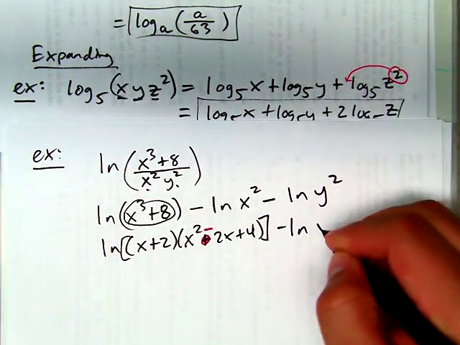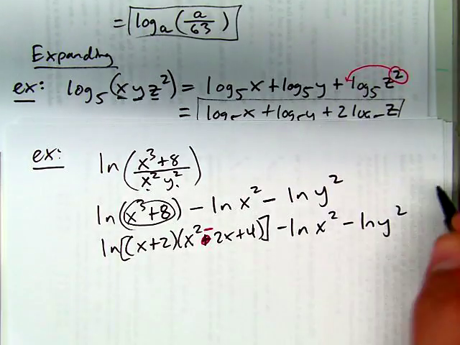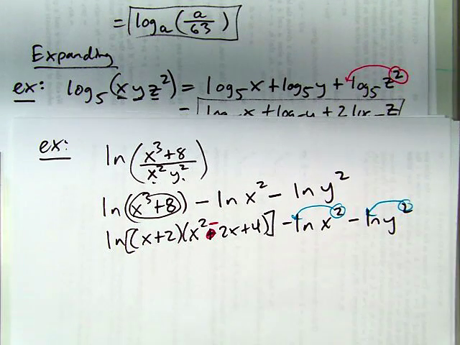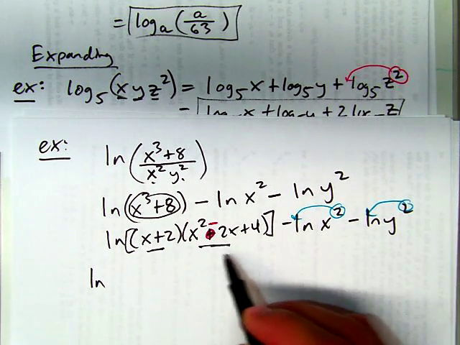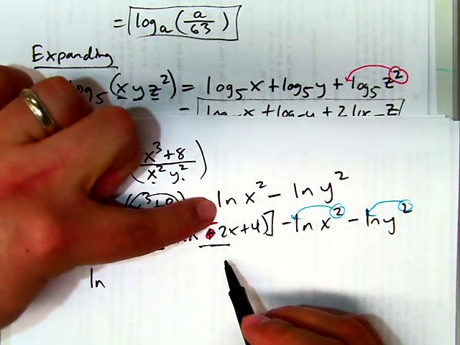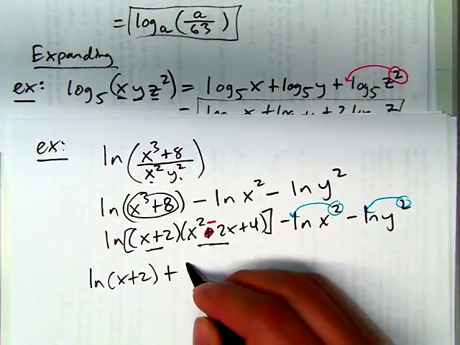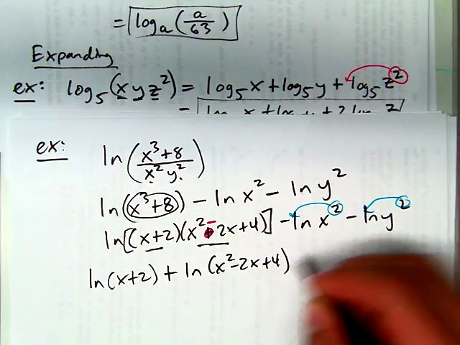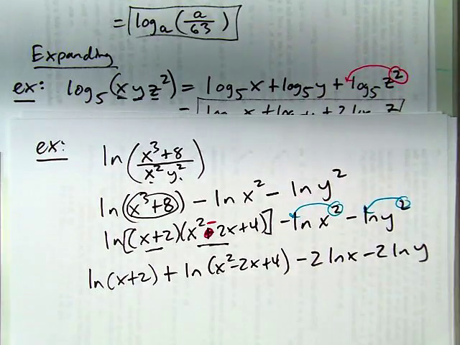The other logs are good, except that we can also now bring these powers out in front. So then this becomes natural log of, and since here we are multiplying two things, this x plus 2 times this x squared minus 2x plus 4, this becomes two more logs. So natural log of x plus 2, multiplication means addition, natural log of x squared minus 2x plus 4, and then minus 2 log x minus 2 log y. Okay?